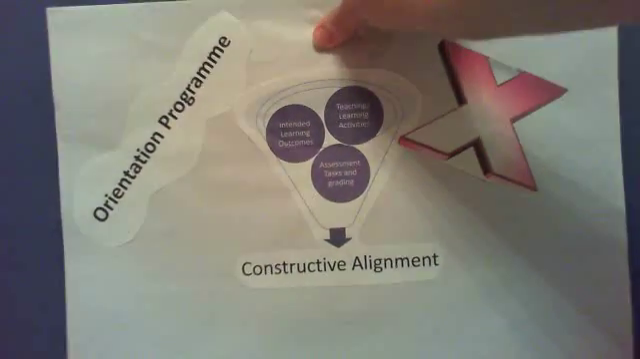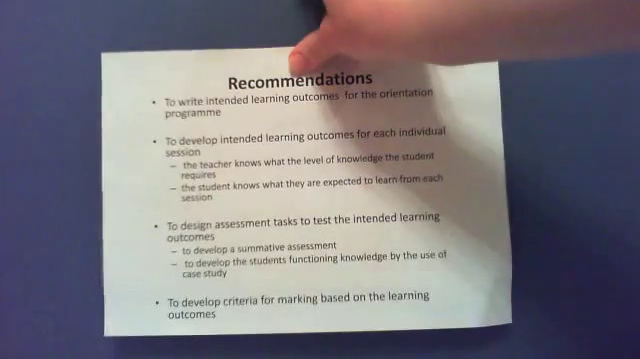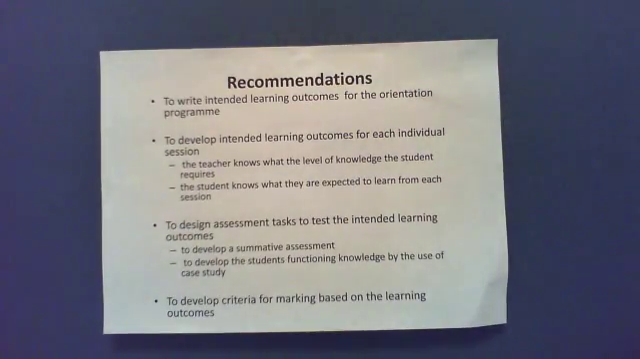So, to conclude, the joint orientation programme is not in constructive alignment. Therefore, my recommendations are to write intended learning outcomes for the orientation programme, to also develop learning outcomes for each of the individual sessions. This will then help the teacher know what level of knowledge the students require, and also the students will then know what is expected from them.